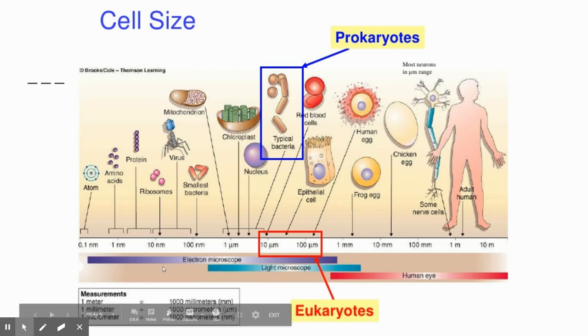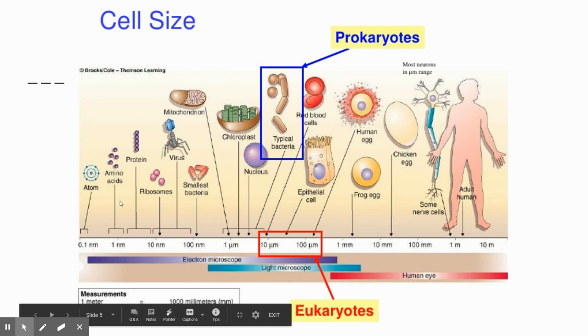Okay, measurements. They show how a meter is 1,000 millimeters, which you probably know, but we can break down a millimeter into thousandths and then that micrometer into thousandths to get nanometers. So we're talking about some pretty small measurements here. But let's start at the left side, I guess.